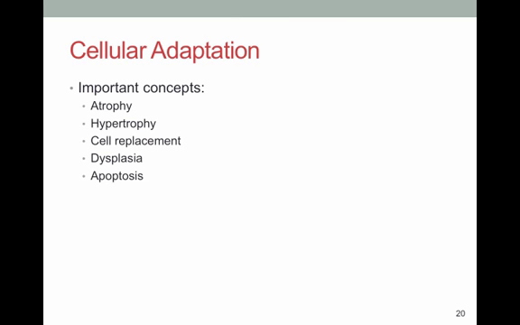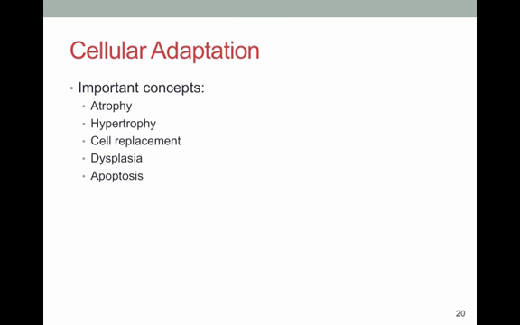Cellular adaptation. Atrophy. The verbiage on atrophy is reduction of cells. Physiological loss of cells as a result of normal changes, so atrophy. Pathological loss of cells, if it's atrophy from pathology, is a result of a disease.